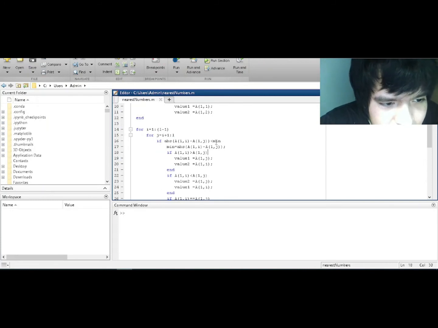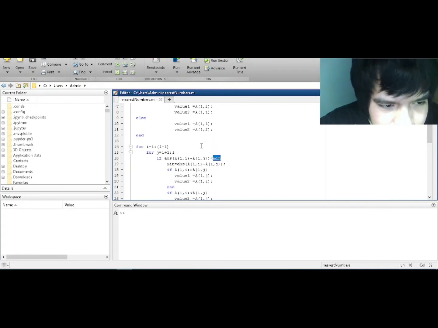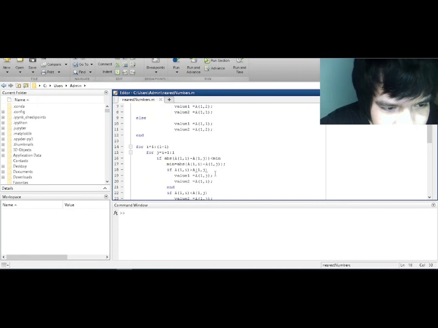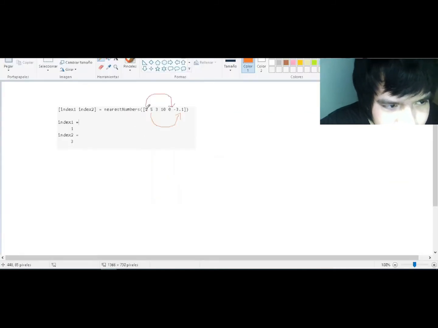In the case we have a pair that has a smaller distance, we just reassign min as the difference of this new pair. So if this happens, which is two numbers that are nearer than the previous pair, min is going to be that difference in absolute value. So for example, if we start with 2 and 5, the distance is 3. But then 2 and 3 is a difference of 1, and this is going to be the new pair. Min is going to be 1 instead of 3.